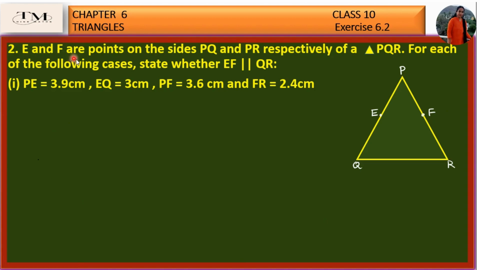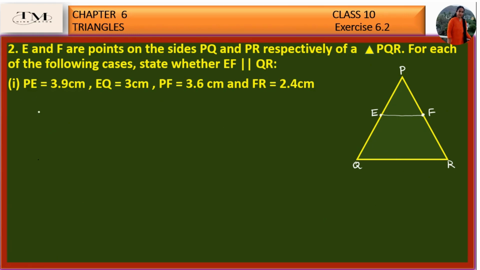E and F are points on the sides PQ and PR respectively of a triangle PQR. For each of the following cases, state whether EF is parallel to QR. They have given some values. We have to check whether the ratio PE by EQ is equal to PF by FR. If it is so, by converse of BPT, we can say EF is parallel to QR. So I am going to draw a line EF parallel to QR. We have to prove this.